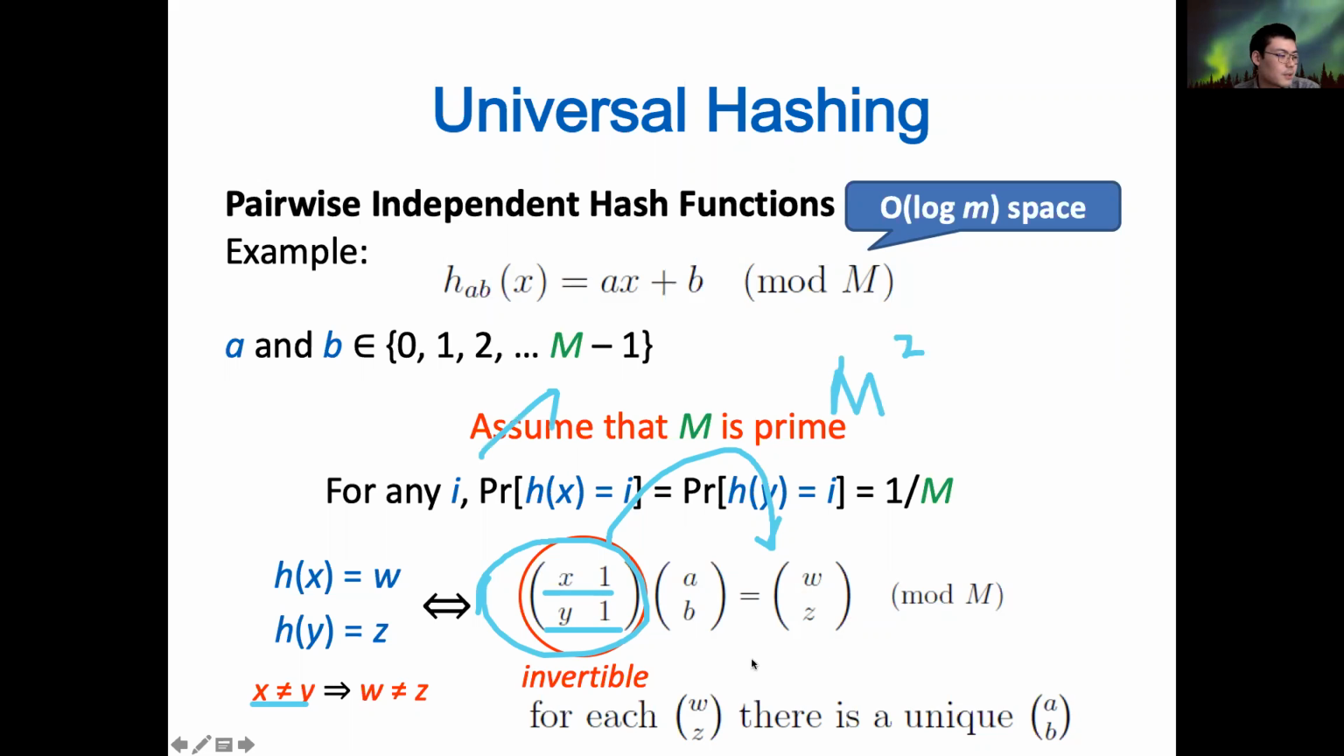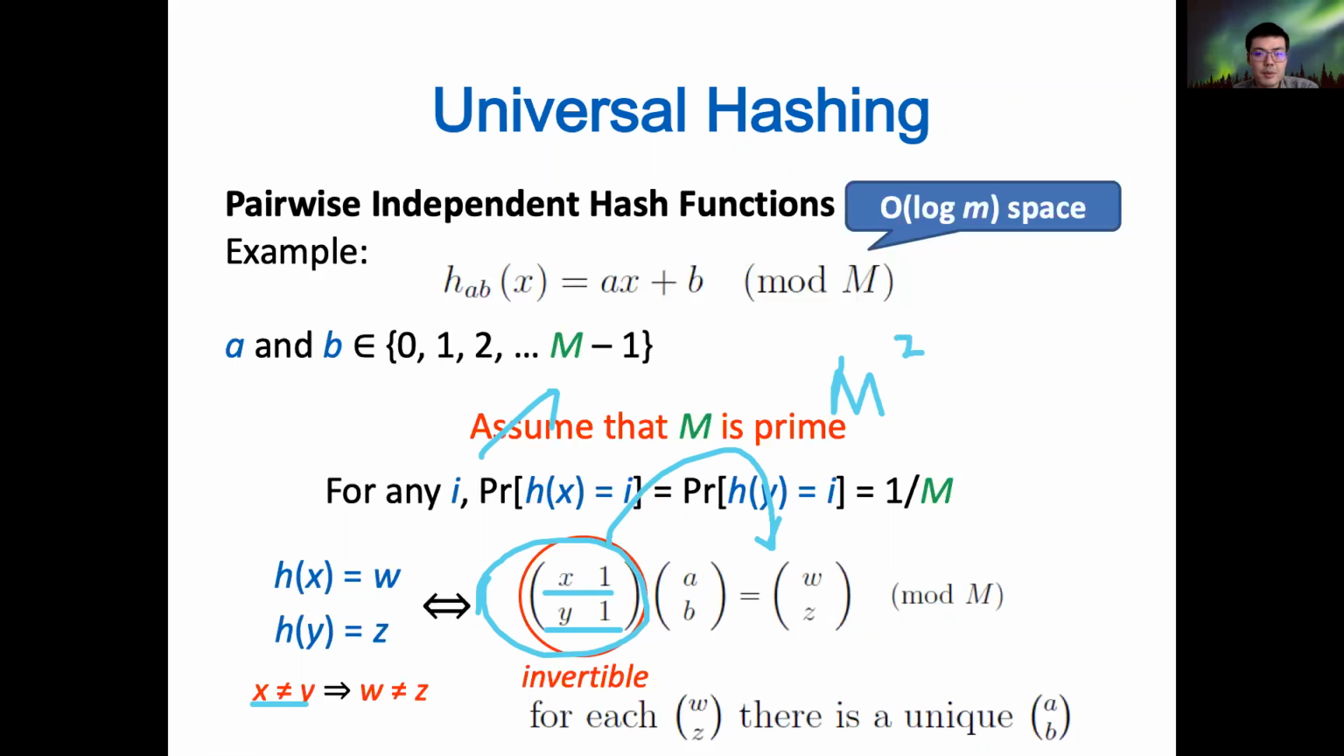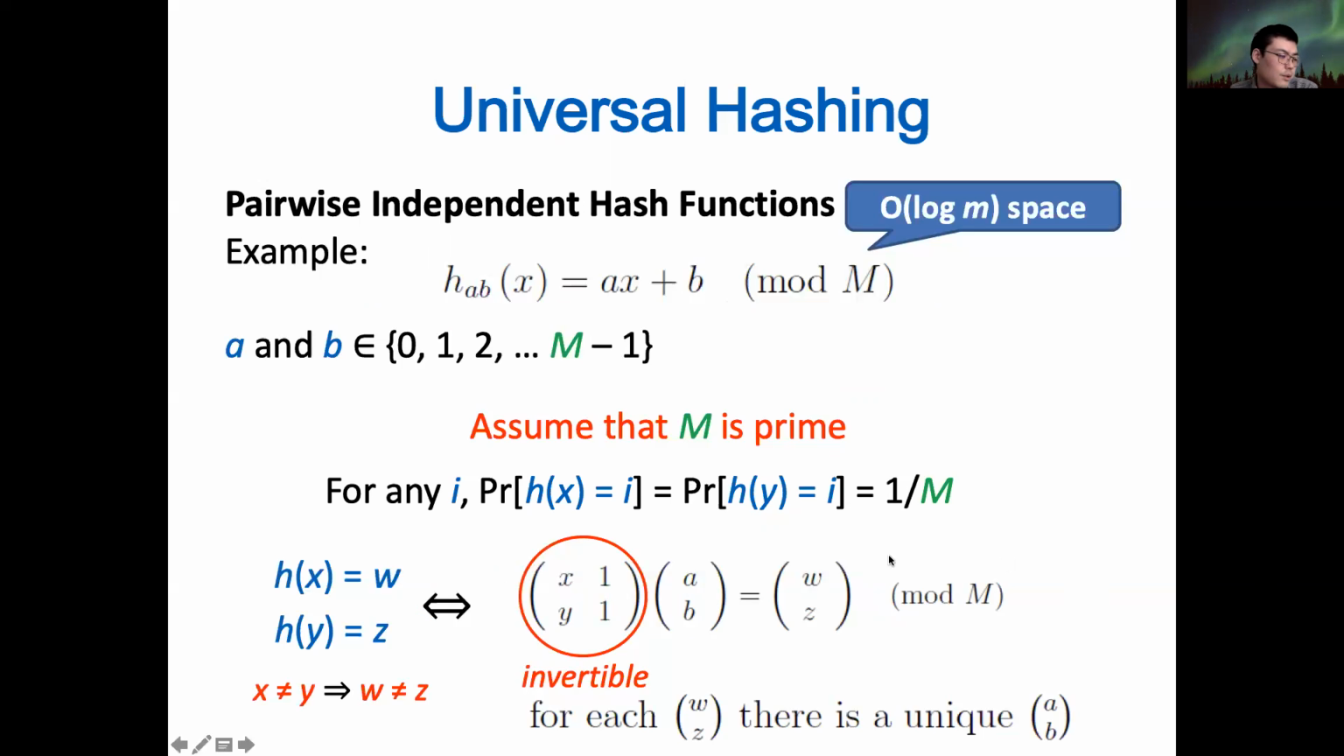So this is our conclusion. The probability that you can map one to a value and the other to another value is really 1 by m squared. Because it's uniformly distributed and invertible, each one is mapped to a unique pair. You have m squared of them. So the uniform distribution target is really 1 by m squared.